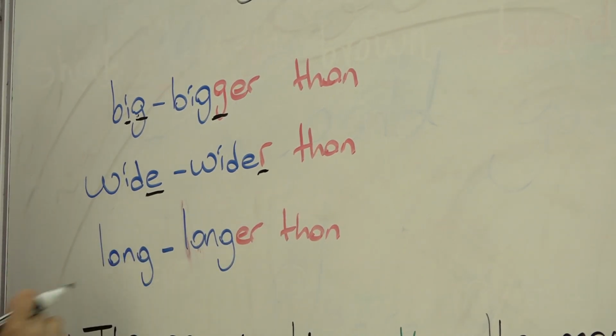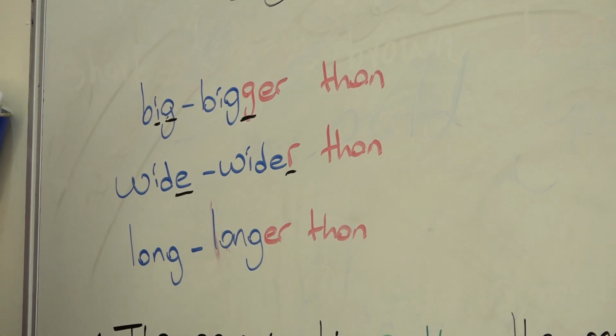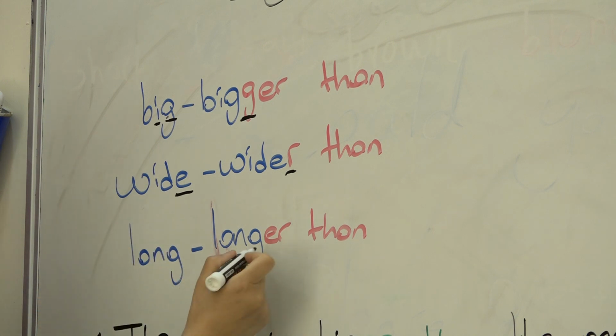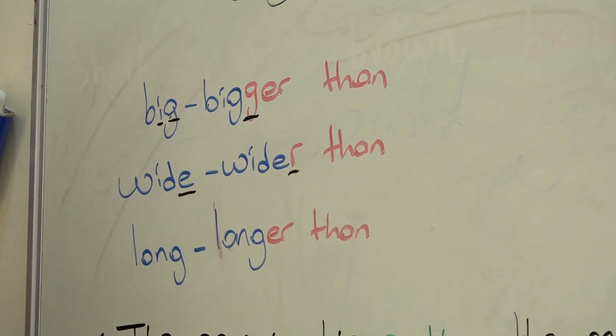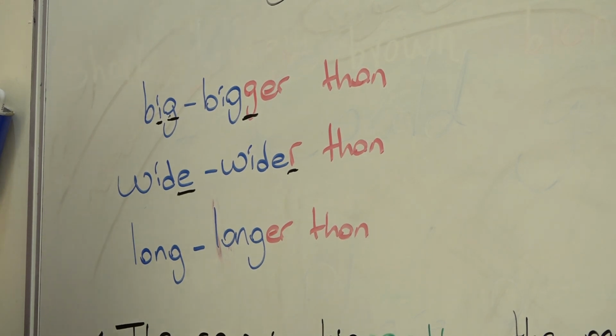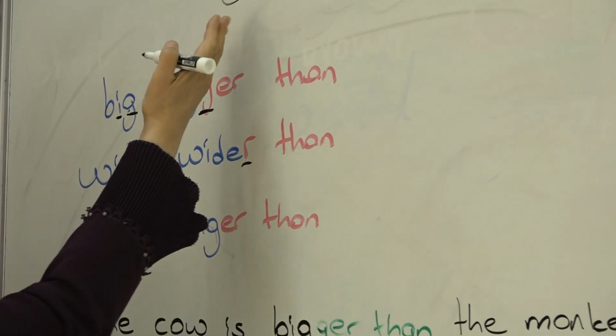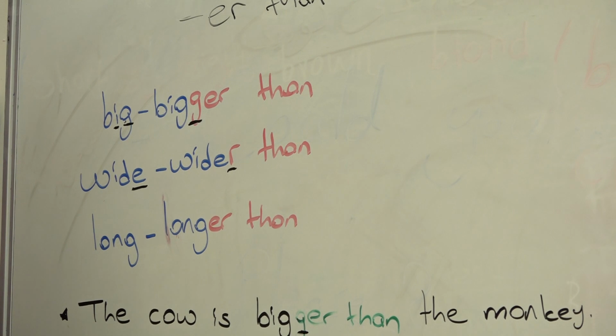I have a long adjective. Because there is no one vowel and one consonant, and the word is not ending only with a vowel, I put directly ER and than, and it becomes longer than. As you see here in the examples, the cow is bigger than the monkey. I doubled the consonant and then wrote ER. I use the formula that you see at the top.